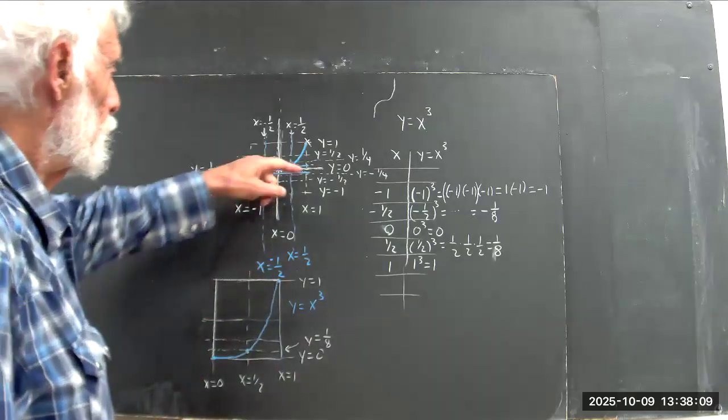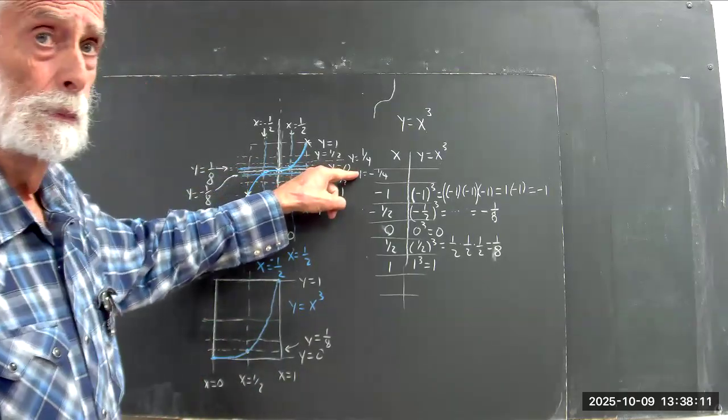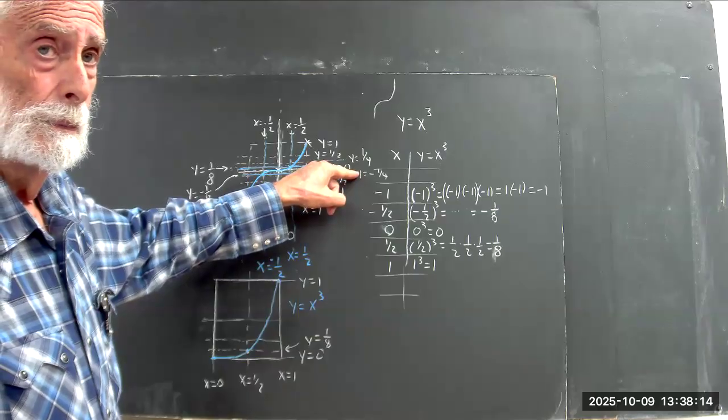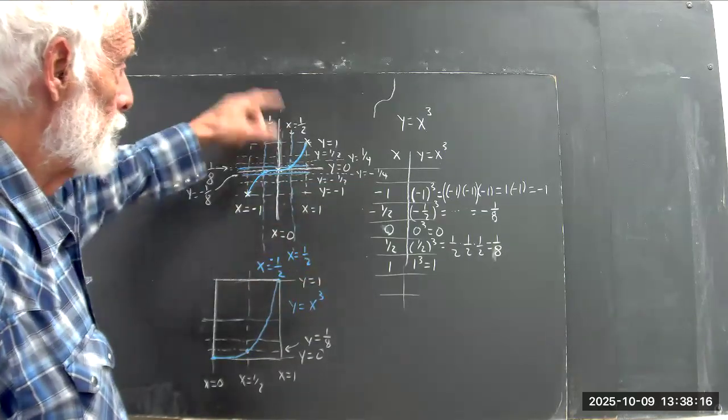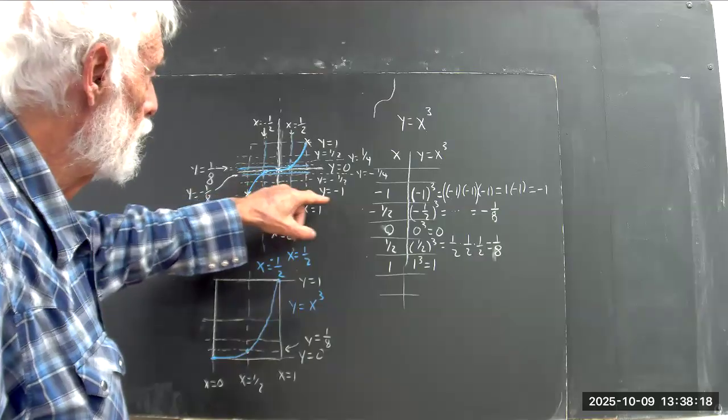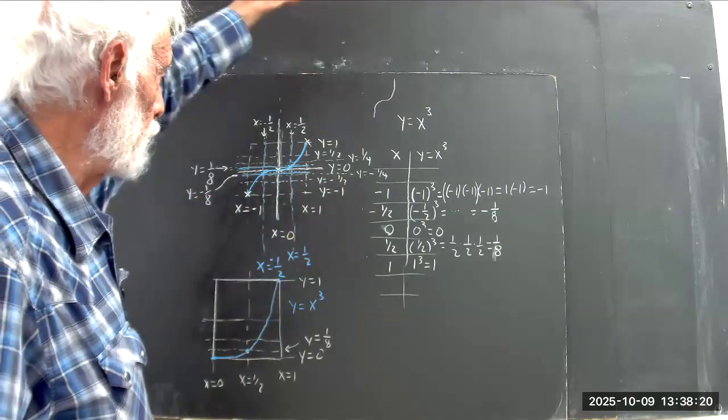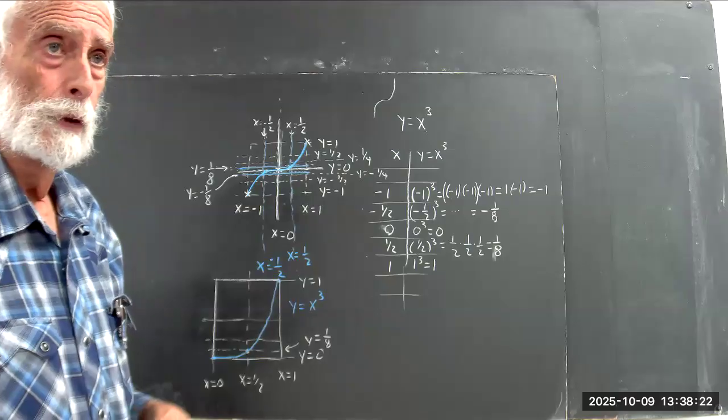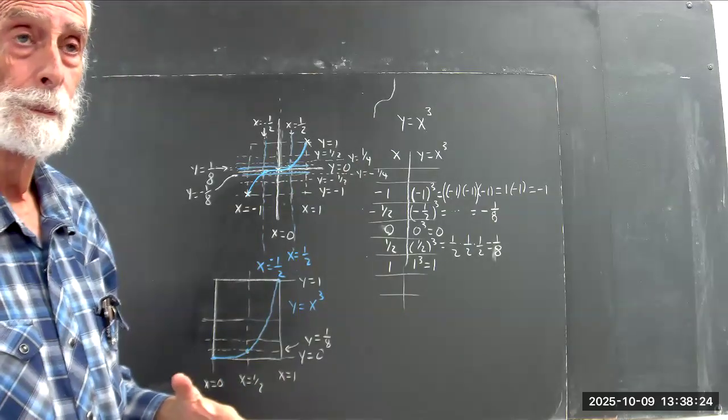Now the question is, what happens if we went out to x equals 2, I'm sorry. Here's x equals 1. What happens if we get to x equals 2? How far up do we have to go? Well, what's 2 cubed? Show me with your fingers.